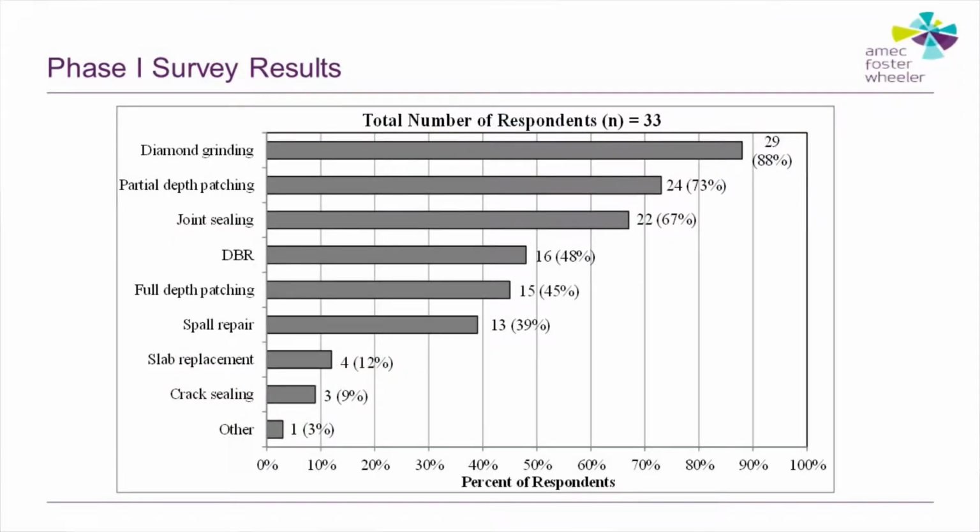Same thing, but now on the Portland cement concrete side of things, you'll notice that by far diamond grinding, partial depth patching, and joint sealing are the more common treatments.